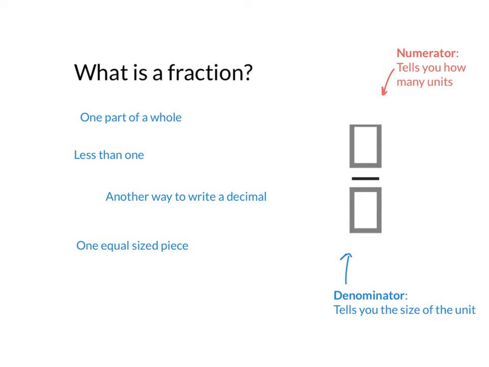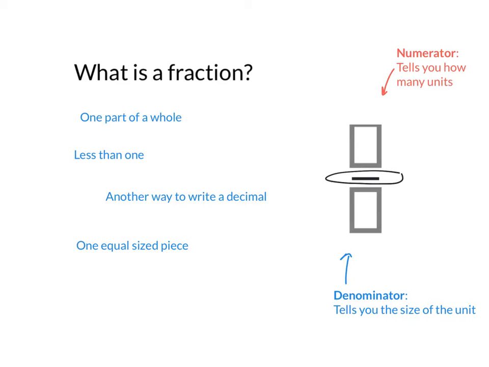So as you guys were talking, I heard people say a fraction is one part of a whole. It means it's less than one. Some people said it's another way to write a decimal. Or it's one piece when you cut a whole into equal sized sections. That is right. A fraction is less than a whole. It's one piece of a whole that has been divided into equal sized sections. Okay? And we always write a fraction with a line in the middle, right? And then that divides the top part from the bottom part.